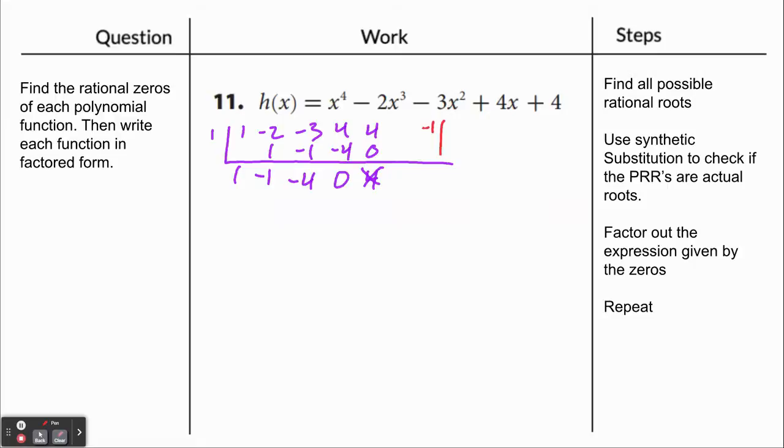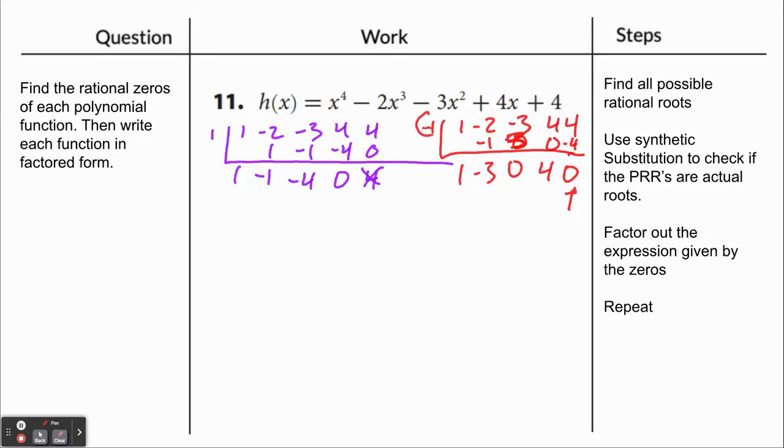Let's try negative 1 now. So same, negative 2, negative 3, 4, and 4. Negative 1 times 1 is negative 1. Add these together to get negative 3. Oh, sorry, this is positive 3. Add these together to get 0. Sorry about that. Negative 1 times negative 3 is 3. Negative 3 plus 3 is 0. Negative 1 times 0 is 0. Add them together. Negative 1 times 4 is negative 4. And here I get a 0.